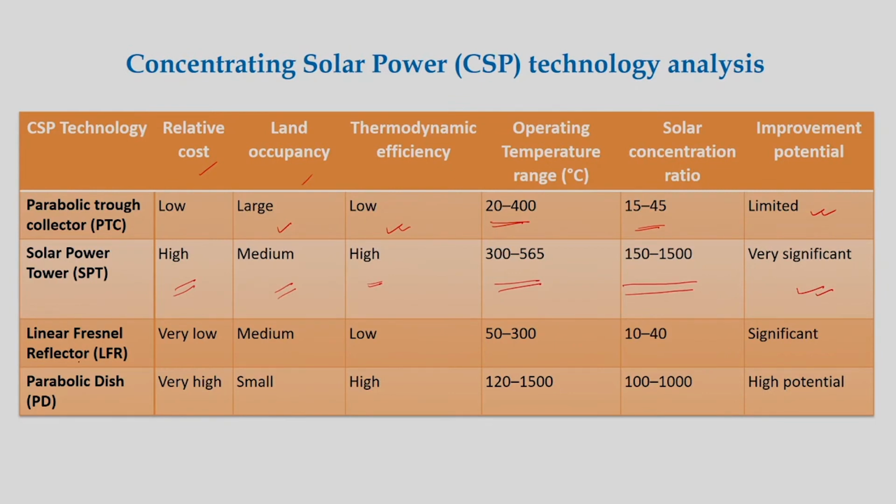In the case of linear Fresnel reflector, it is relatively low cost, land occupancy is medium, thermodynamic efficiency is low, operating temperature may go up to 300 degrees C, concentration ratio varies from 10 to 40, and there is a lot of scope for improvement. And the parabolic dish collector is very high cost, land requirement is small, thermodynamic efficiency is high because operating temperatures are high, ranging from 120 to 1500 degrees C, concentration ratio varies up to 1000, and it has a lot of potential for improvement.